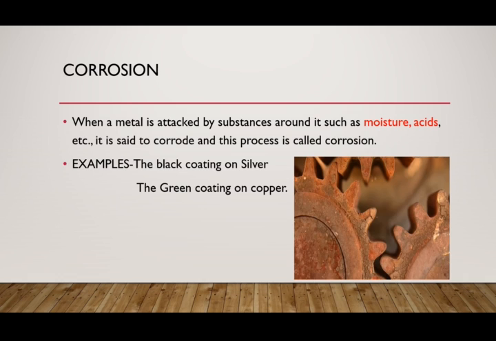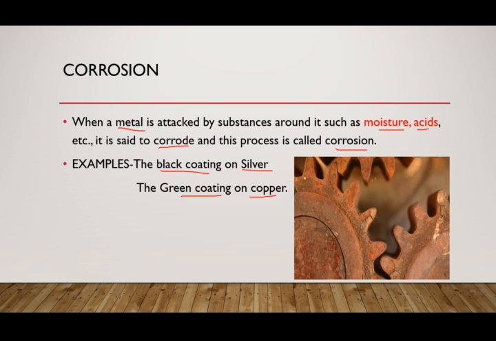Corrosion takes place when a metal, any metal, may be silver, copper, iron, is attacked by the substances present around it, such as moisture, acid, etc. Then it is said to corrode, and the whole process is known as corrosion. Right? A lot of damage takes place because of corrosion. For example, you can see the black coating on silver or green coating on copper, or you may have seen rusting of iron taking place many times, which creates a lot of damage.